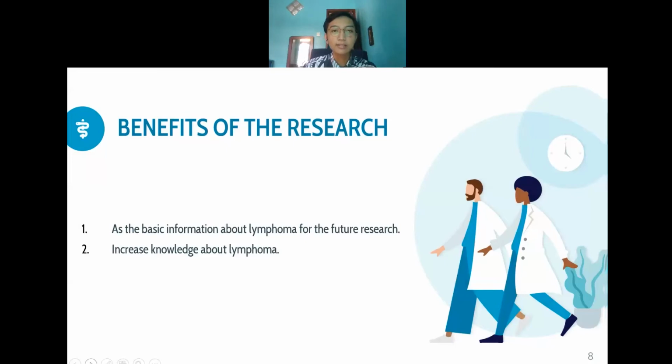The benefits of the research in this student project consist of two benefits. The first is as basic information about lymphoma for future research, and the second is increased knowledge about lymphoma.